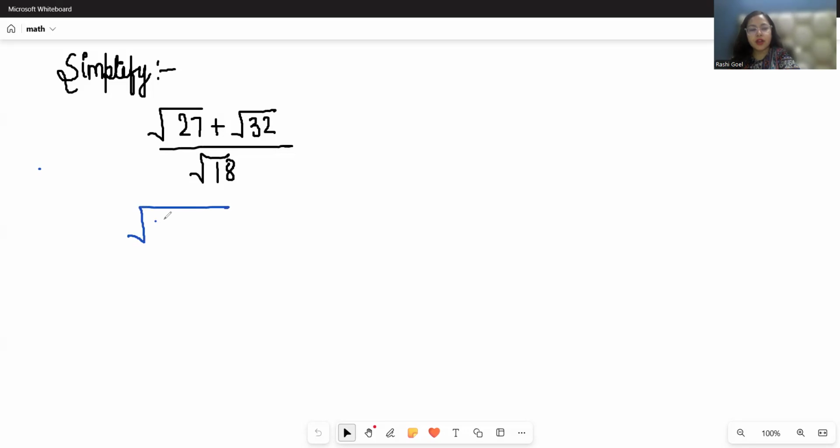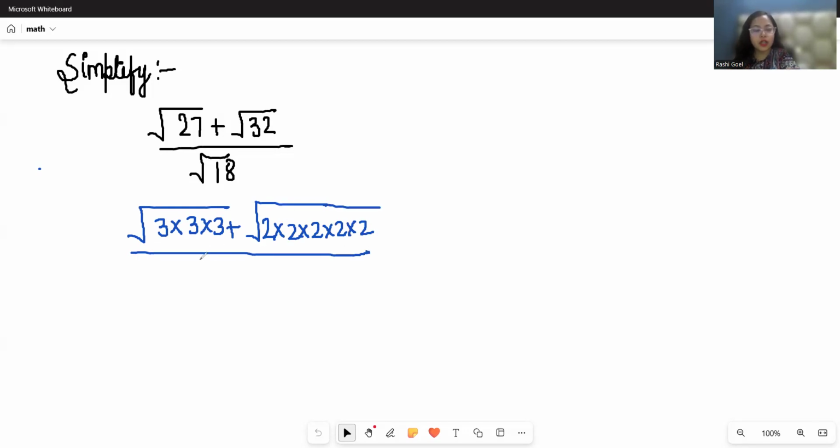√27, I can write it as 3 times 3 times 3, plus √32 as 2 times 2 times 2 times 2 times 2, by √18 as 2 times 3 times 3. So if we take the square roots outside, we get 3√3 plus 2 times 2, which is 4√2, by 3√2.